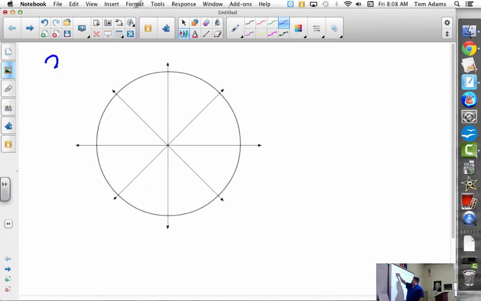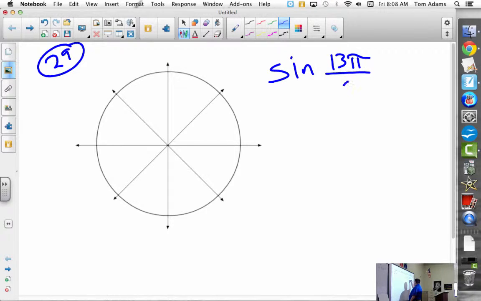For problem number 29, what they want us to do is they said, all right, Mr. Adams, can you tell me what sine of 13 pi over 6 is? Okay? That's what they want us to tell them. All right, so that means this is 0, and this is pi.